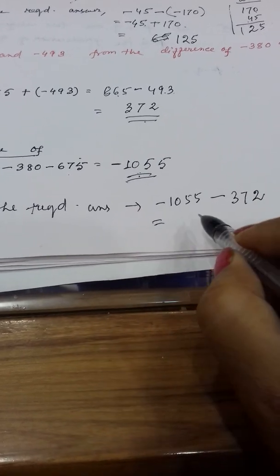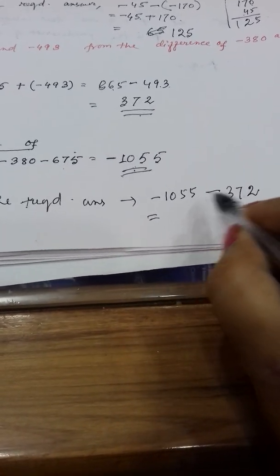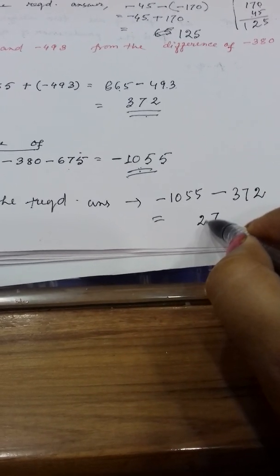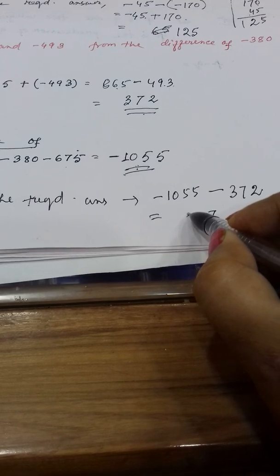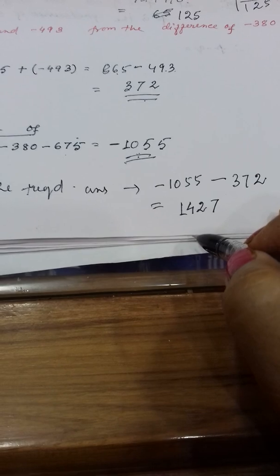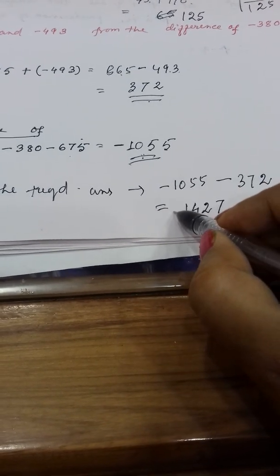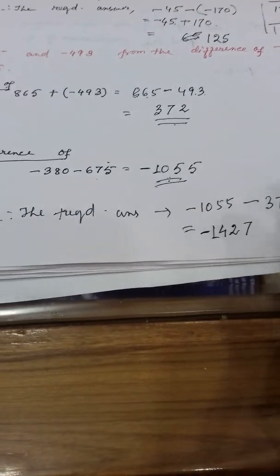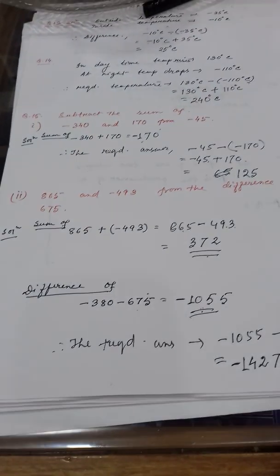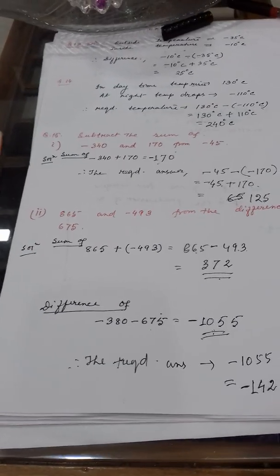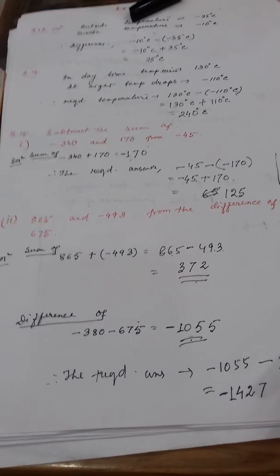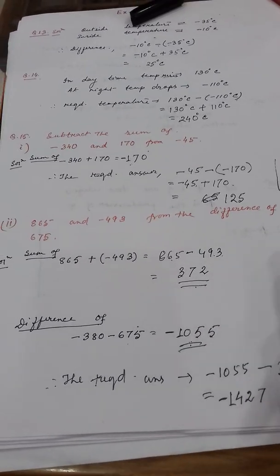Now minus minus plus, that means these two you have to do add. 5 plus 2, 7. 7 plus 5, 12, 2 carrying 1. 3 plus 0, 3 plus 1, 4. 1. 1427. Clear? And sign will be minus. So in this way you have to solve this type of sums. You have to read the question thoroughly. Very careful, means repeatedly you read the question, then try to understand the question and accordingly you solve the answer.